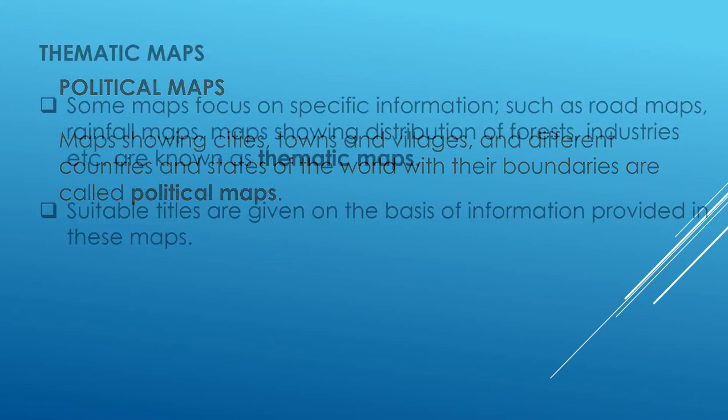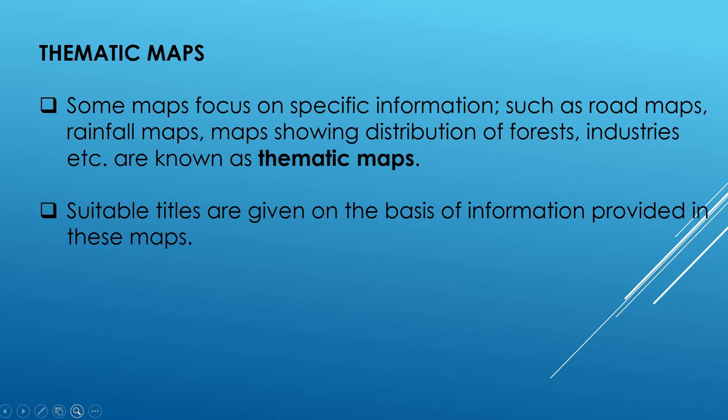Now the third type of map is the thematic map, which is given in your textbook. What is a thematic map? Maps which focus on specific information such as road maps, rainfall maps, maps showing distribution of forests, industries, etc. are known as thematic maps. Suitable titles are given on the basis of information provided in these maps. So these are based on particular themes. I hope this is clear. These are the three types of maps: one is physical, second is political, and third is thematic map.